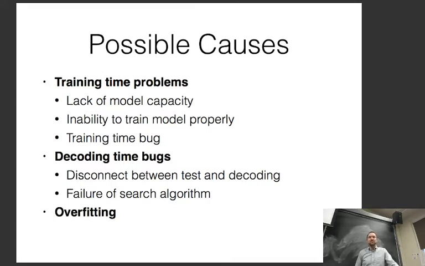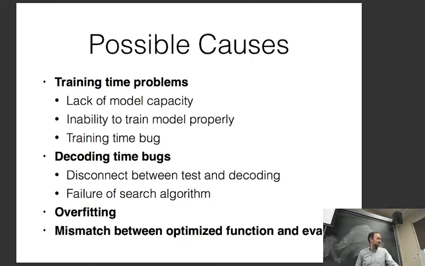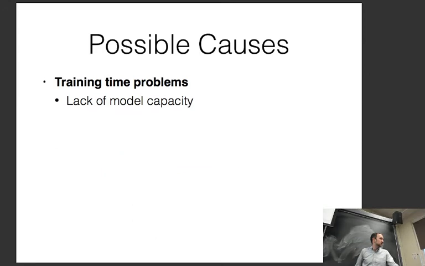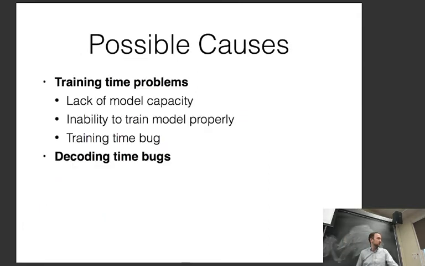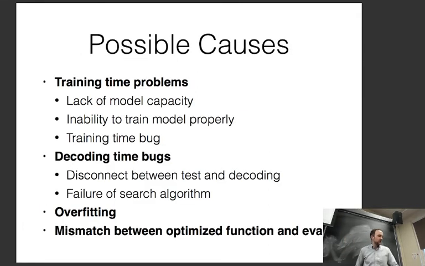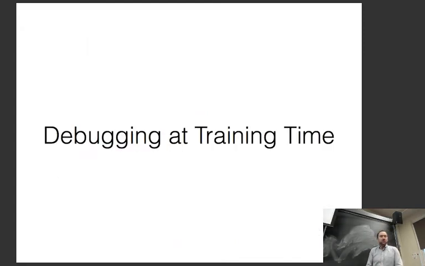Another problem that maybe many of you are familiar with now is overfitting, and also a mismatch between the optimized function and what you're finally evaluating your model on. And all of these are different things. They have different symptoms and they have different solutions. If you just train your model and you're getting bad test accuracy, you don't know which one of these it is. So you don't know which part of your model to debug. So I'll explain about all of these in turn. Any questions so far?